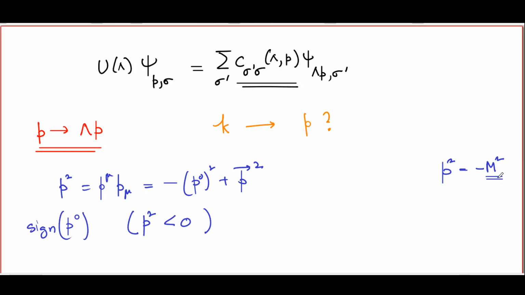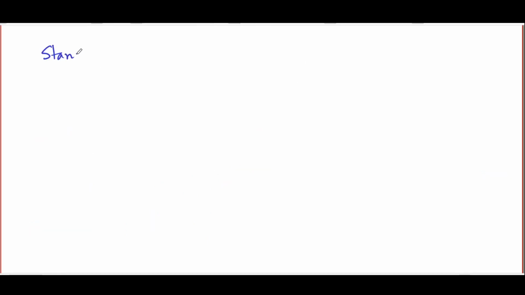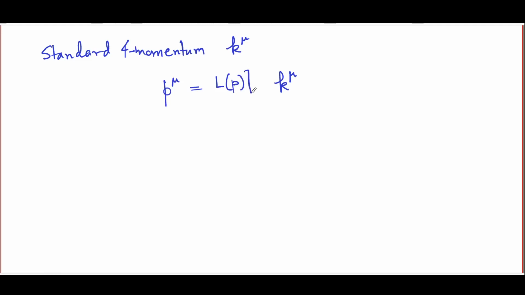What this implies is, for a given value of p squared and a given sign of p0, we can choose a standard four-momentum k, and all p which satisfy these conditions, that the norm is this value and the sign of p0 is fixed, can be obtained from k by applying a Lorentz transformation. So not only do we have a standard momentum, okay, let's be more precise, standard four-momentum k mu, such that you can get p mu by applying a Lorentz transformation on that. For every p mu, we choose a standard Lorentz transformation which does the job.